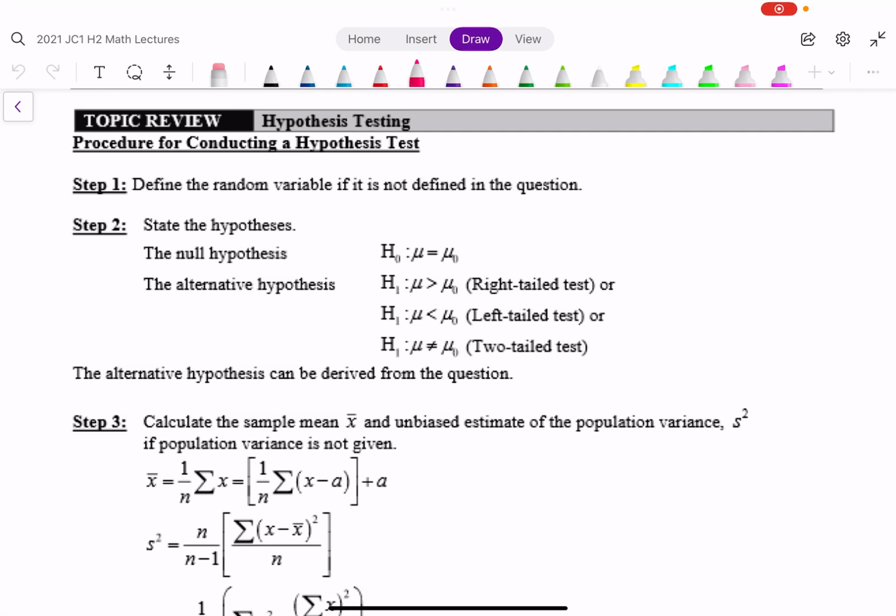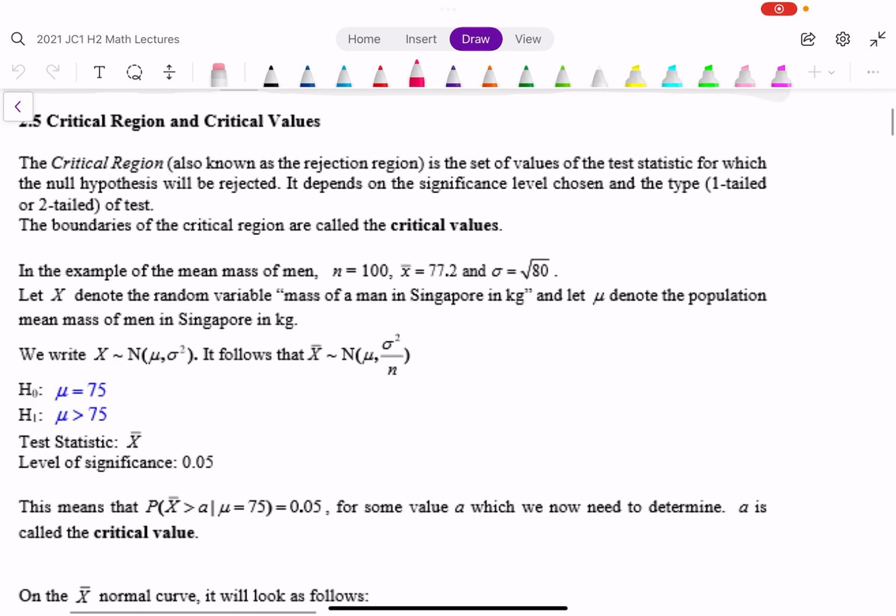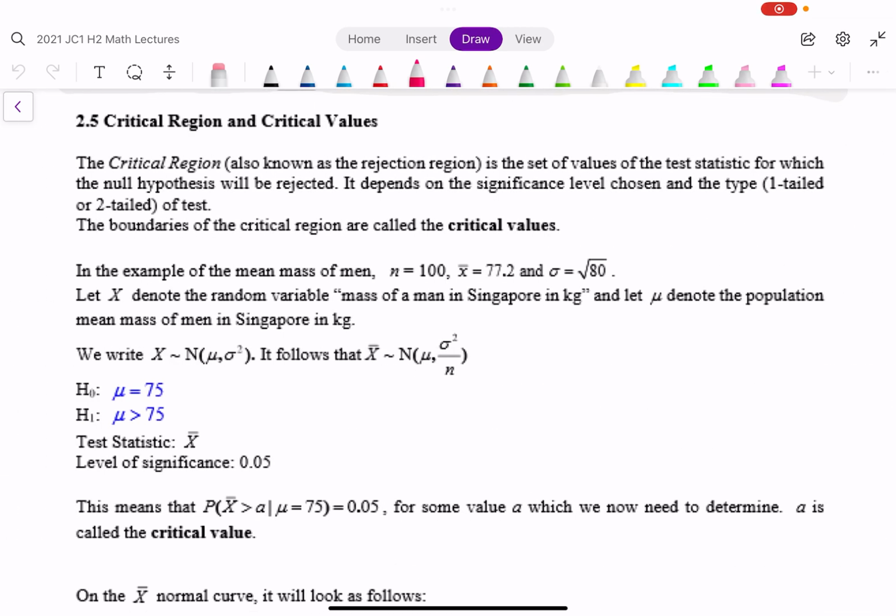Alright everybody, previously you learned how to set up a hypothesis test by defining the random variable as well as setting up the hypothesis. Today we're going to learn how to find certain values to help us come to a conclusion for the test that we are carrying out. So let us take a look at this section, where we will be looking at what we call the critical region as well as critical values.